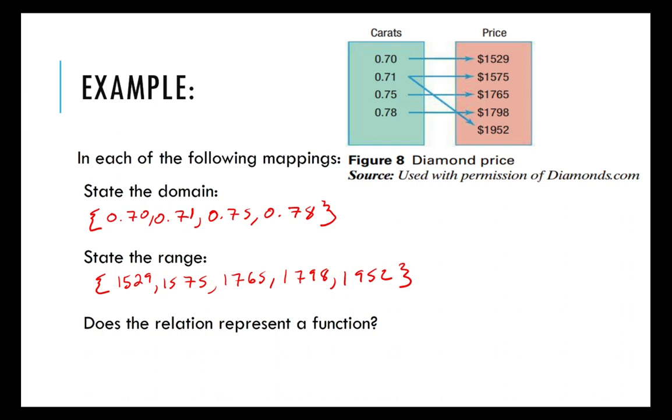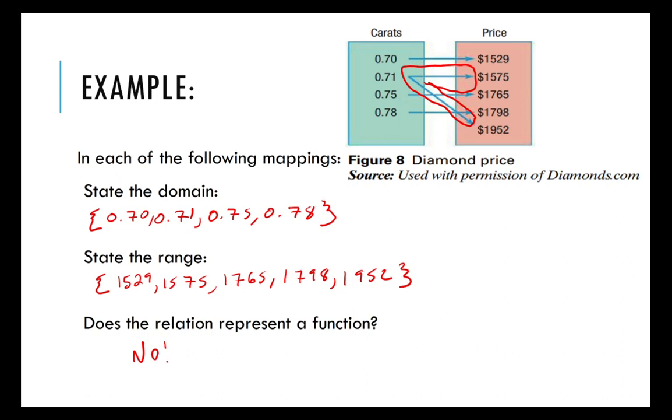Now let's figure out, does this relation represent a function? Remember, each input will correspond to exactly one output. But notice that right here, there's this arrow coming from 0.71 carats, and it's going to two outputs. And so we know this is not a function because the input is repeating, or it goes to two outputs.